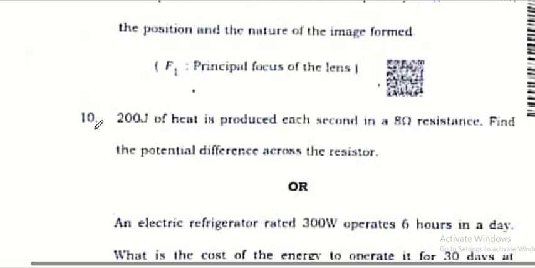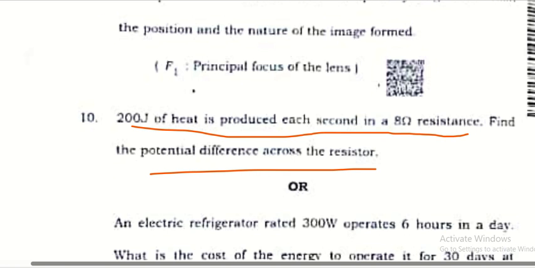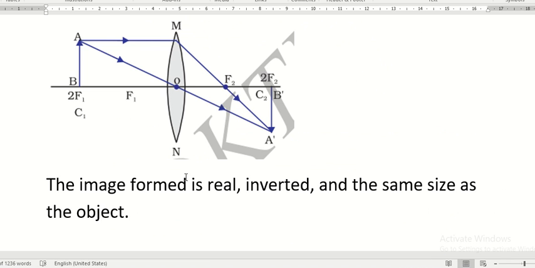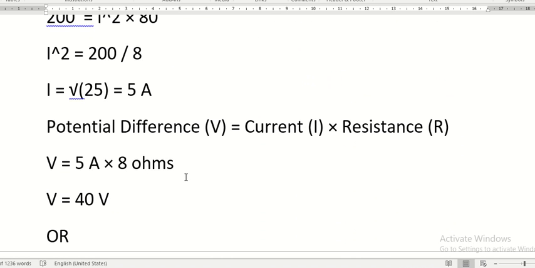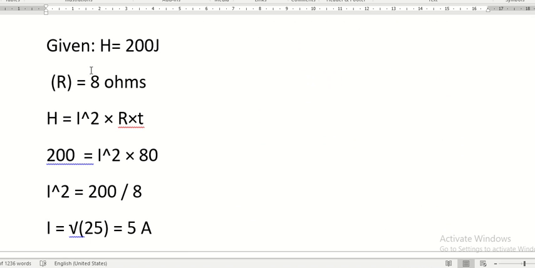And 200 joules of heat is produced each second in an 8 ohm resistance. Find the potential difference across the resistor. Here we have to find the potential difference. Given H is equal to 200 joules, R is equal to 8 ohms, H is equal to I squared R t. Sorry, this one is not 80, this is only 8. Here it is only 8 ohms.